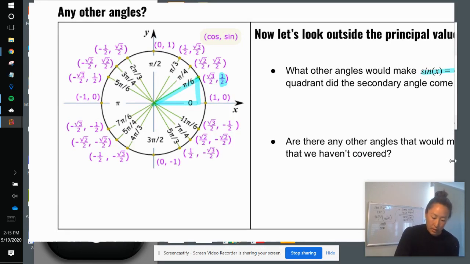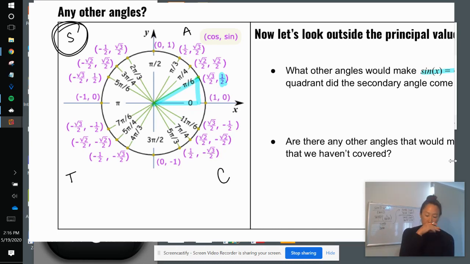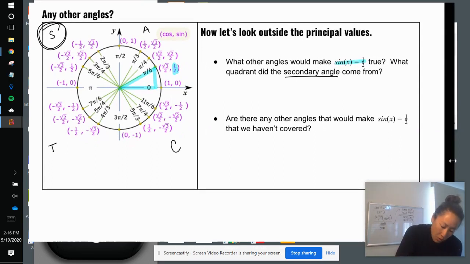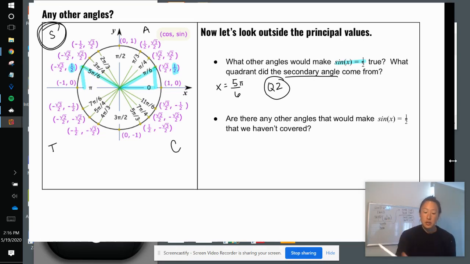So remember, we can use our old friend, All Students Take Calc. And I remember that the other quadrant that sine is positive in is quadrant number 2. So we're going to call this the secondary angle. I can see that sine is positive in the second quadrant at 5 pi over 6. So we can say a secondary angle, another angle that works, is 5 pi over 6. And what quadrant did that come from? Quadrant 2. Okay, so sine has two answers for ratios that are positive. Ratios that are positive will come from the first or the second quadrant.